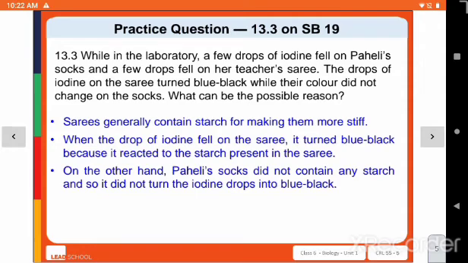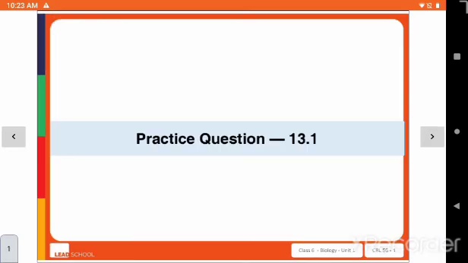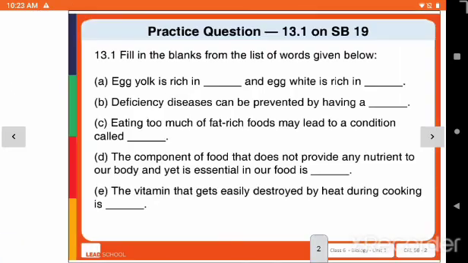When the drop of iodine fell on the sari, it turned blue-black because it reached to the starch present in the sari. On the other hand, Paheli's socks didn't contain any starch, and so it didn't turn the iodine drops into blue-black. Next, practice question 13.1.